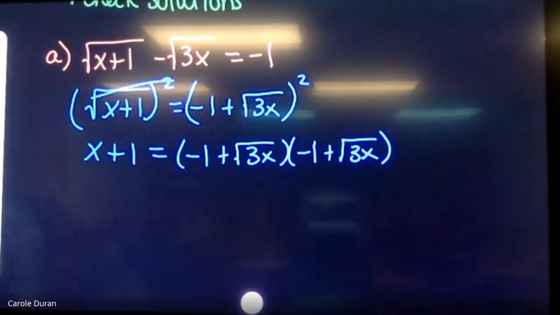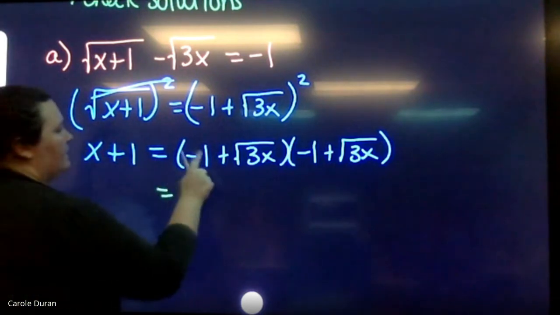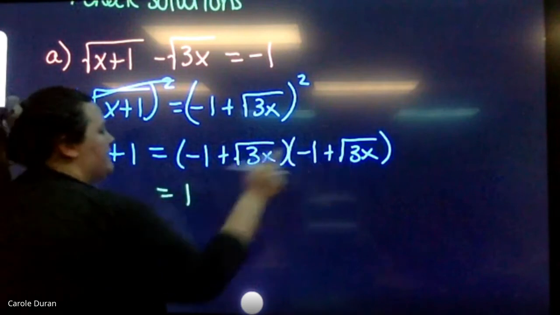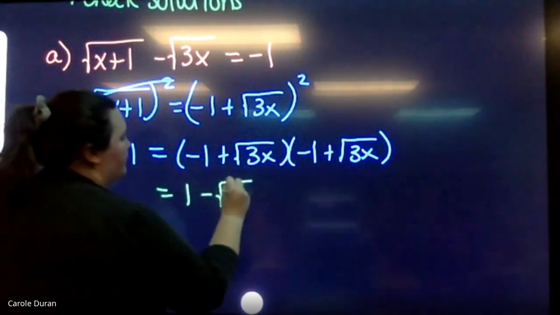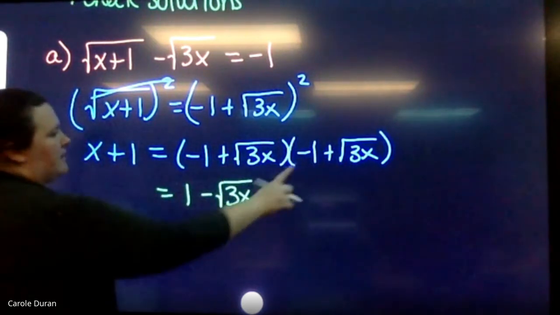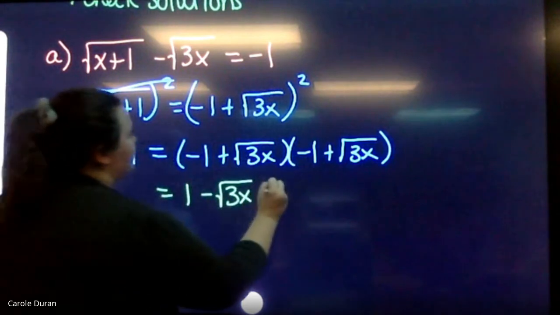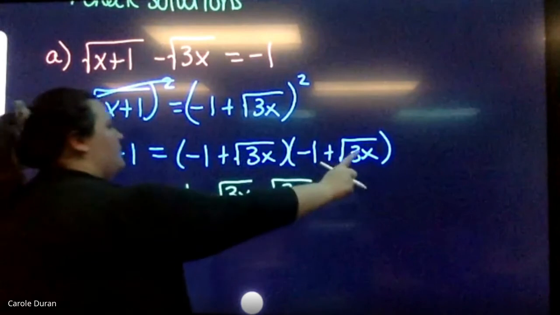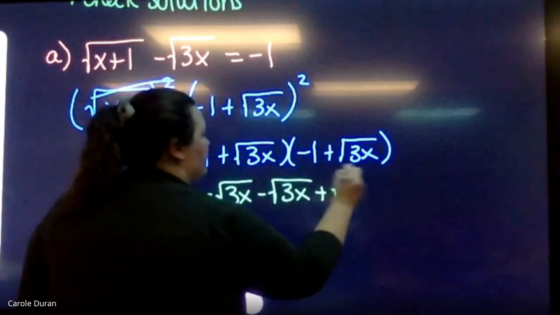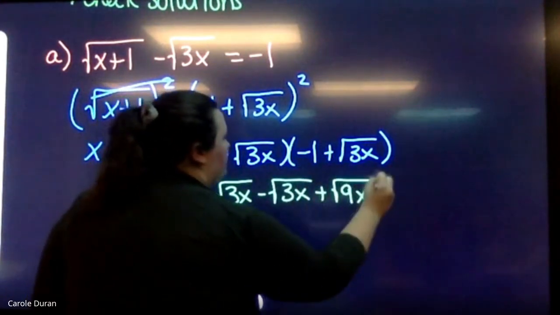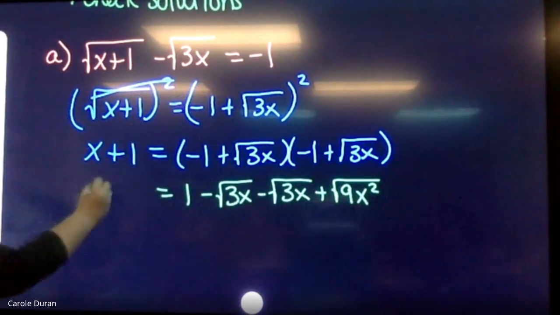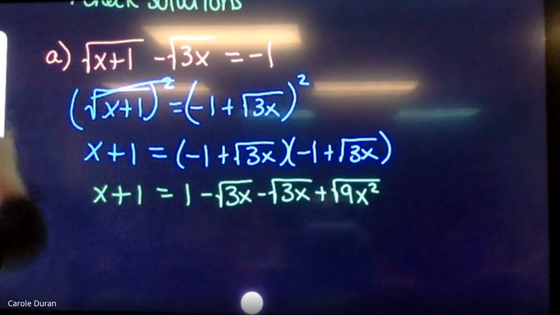So that's exactly what I do. -1 times -1 is +1. -1 times the square root of 3x is -√3x. -1 times the square root of 3x is -√3x. √3x times √3x is the square root of 9x squared. So I'd multiply the 3x and the 3x together. And I still have the x plus 1 over here on the left.